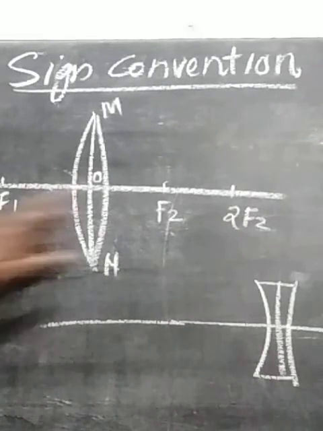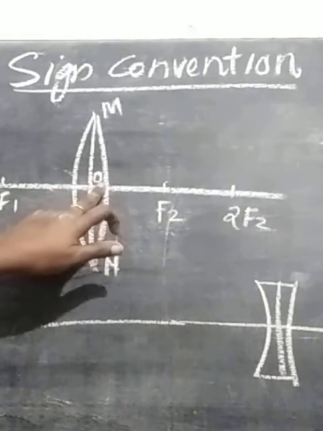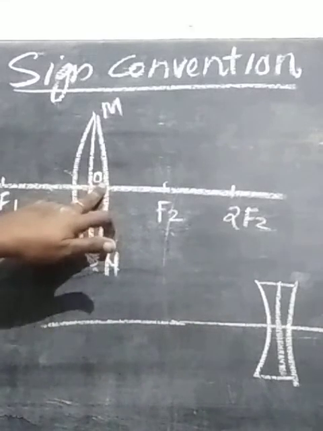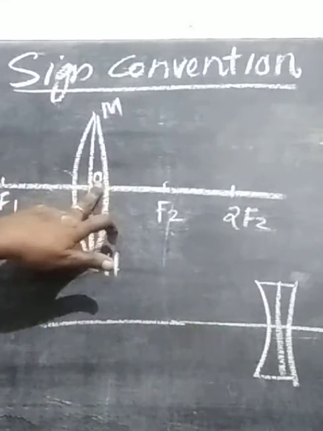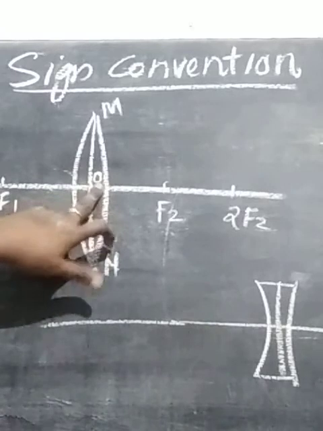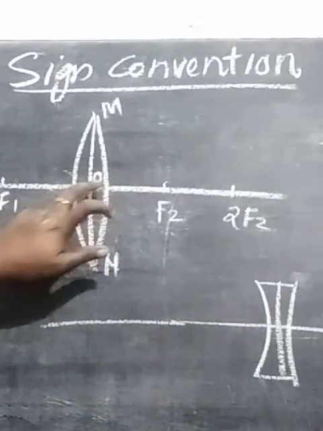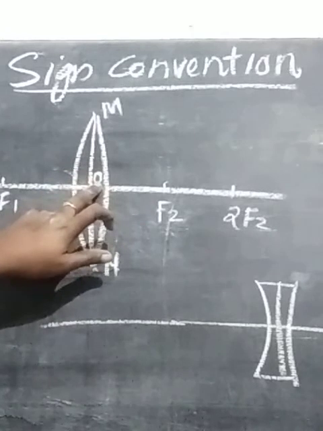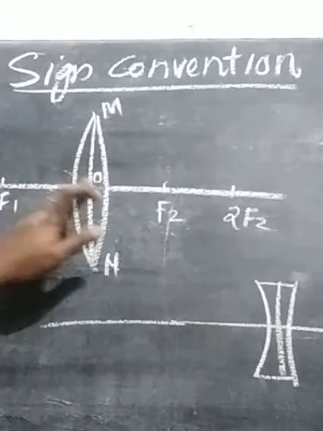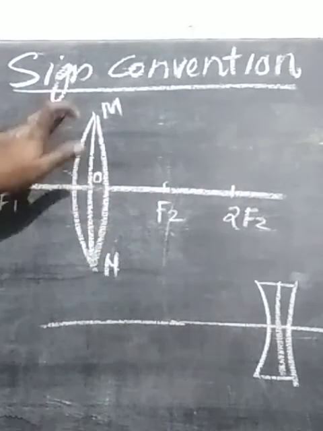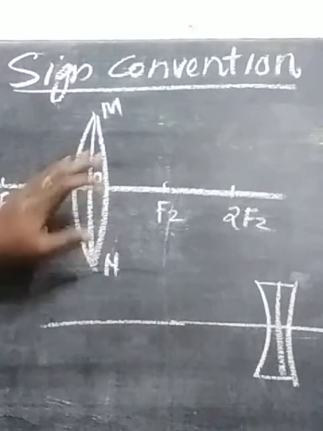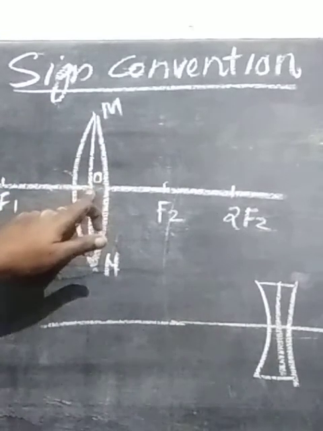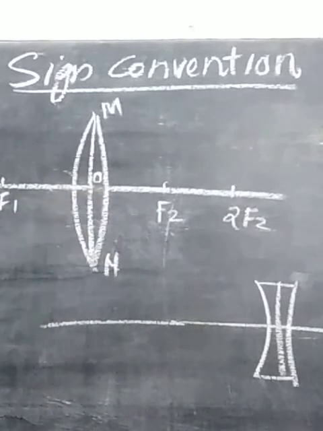This is the first rule. All the distances are to be measured from the center. In the case of a mirror, all the distances are measured from the pole of the mirror. Pole is the center, but in the case of a lens, the optical center is the center, and all the distances should be measured from the optical center. So take the optical center as the origin. You can measure u or you can measure v. You can measure the height of the object or height of the image. But all the measurements should start from the center of the lens or optical center of the lens. That is the first point.